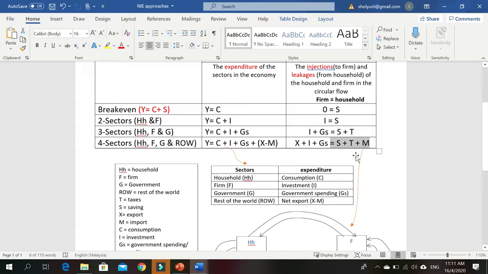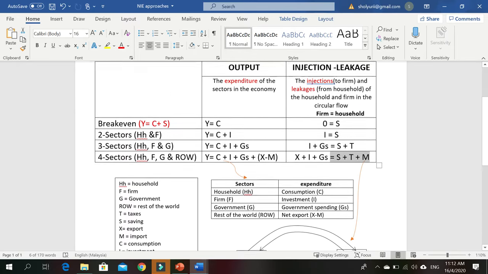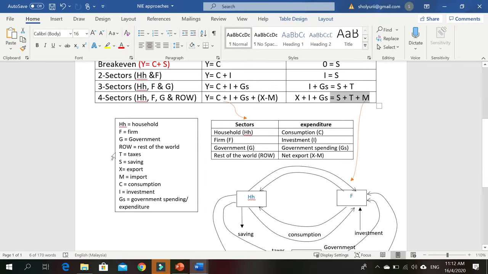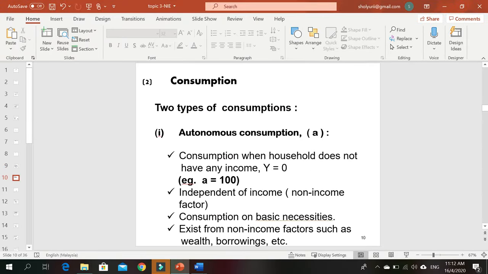Okay, so you boleh tengok balik lah. I'll give this to you in the future, no worries. So I already labeled that here. T for tax, S for saving, and so on. Okay, so let's proceed. Kita akan tengok satu-satu yang ada dalam equation.